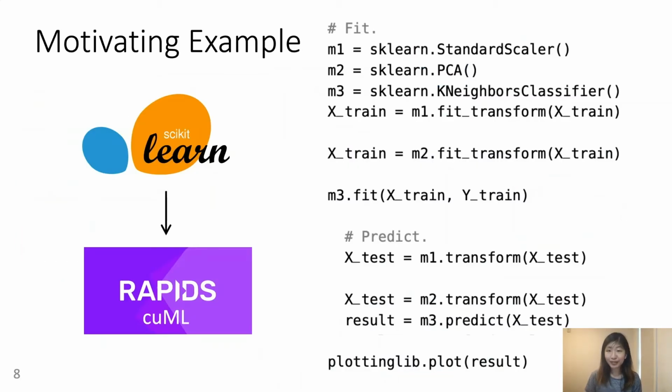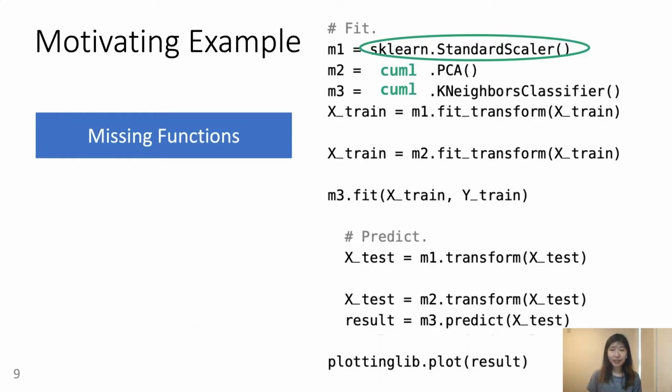Consider porting this machine learning workload to the GPU. In this workload, we pre-process the input data xtrain and train the model. Then we test the model on a different dataset xtest. At the end, we plot the results. Recall from the previous slide that cuML's Python API matches the API from Scikit-Learn, so we try to use cuML as a drop-in replacement for the CPU library, Scikit-Learn.